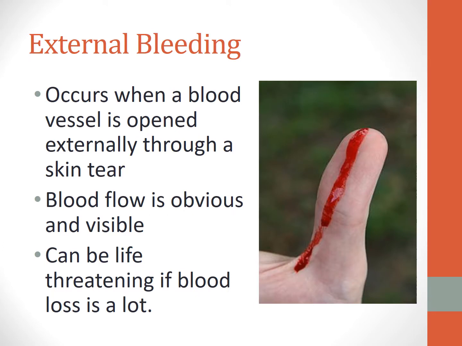External bleeding occurs when a blood vessel is opened through a skin tear, like what you can see on the picture. Now, do not be worried about the pictures that you've seen. They are all not real. They are just probably that someone just put red paint or red ink on the finger. It isn't real blood. And external bleeding is whereby the blood flow is visible and it can be life threatening if the blood loss is in a huge amount.